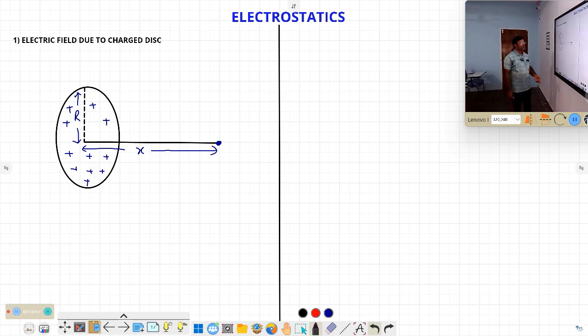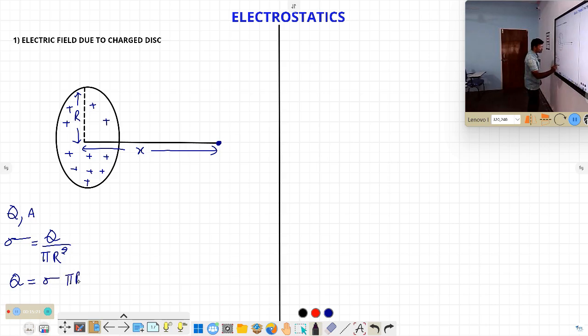Now, to find the electric field intensity at this point, first you need to understand the concept here. The total charge of the disk is q, where the charges are distributed across the area. This distribution of charge in terms of area is called areal charge distribution, sigma, equal to charge per unit area, that is q by pi r square, because the area of the disk is pi r square. So I can write the charge on this disk as sigma into pi r square, where r is the radius of the disk.